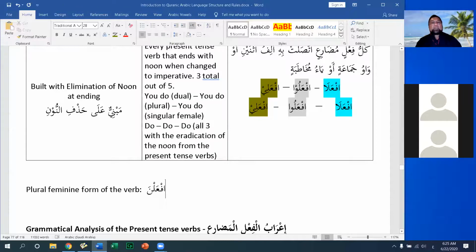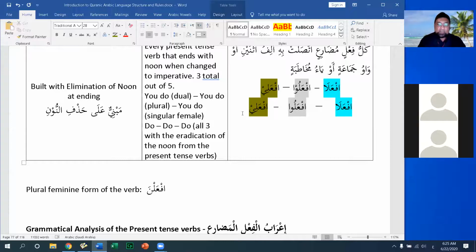Except for if'alna, you do not eliminate the noon at the ending. So the feminine plural will always have that noon at the ending. You just will eliminate the present tense letter. And if the fa has a sukoon, you'll put hamzatul wasl. Let me give you an example of a present tense where you do not put hamzatul wasl.